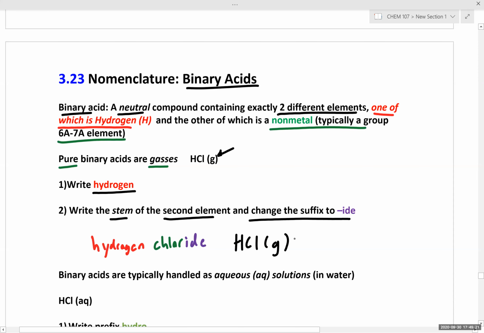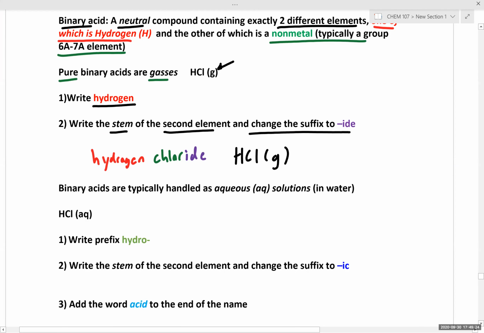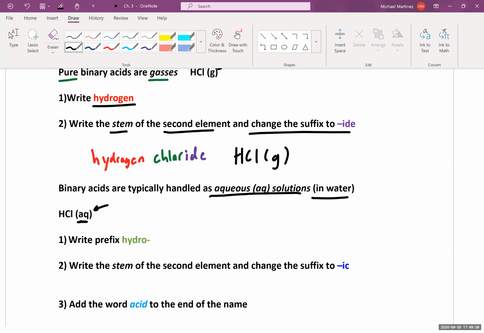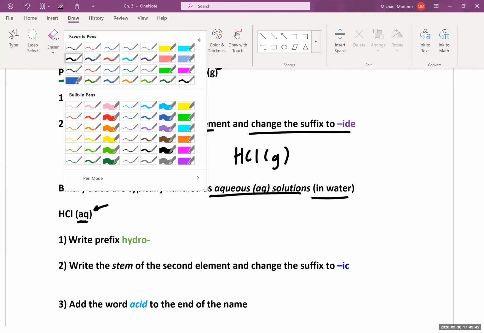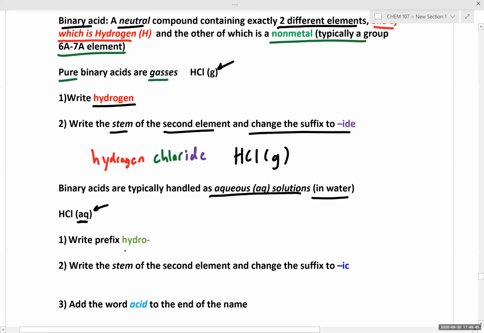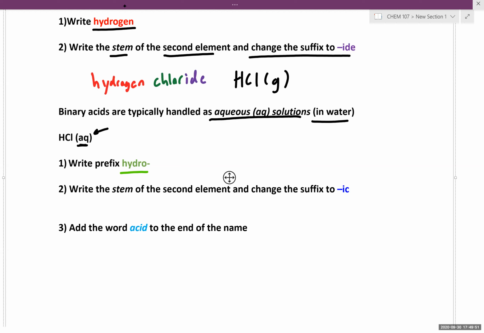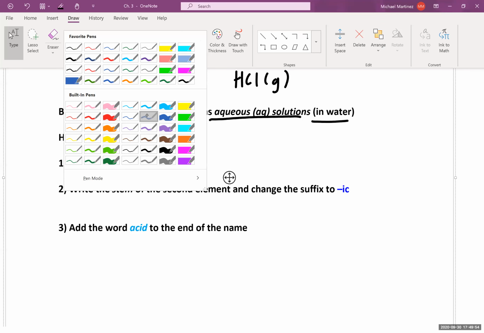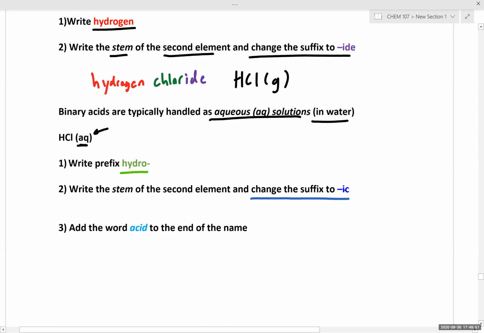Now, binary acids are overwhelmingly and almost always handled as aqueous solutions in water. If we have the aqueous state symbol, the naming convention changes. Aqueous binary acids have a different set of rules. So first, we write a prefix, hydro. You write the stem of the second element, and this time you change the suffix to IC rather than IDE. Finally, you add the word acid to the end of the name.